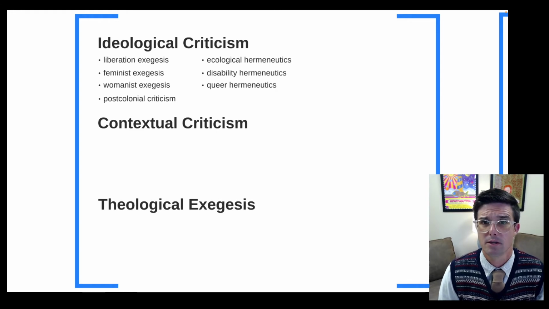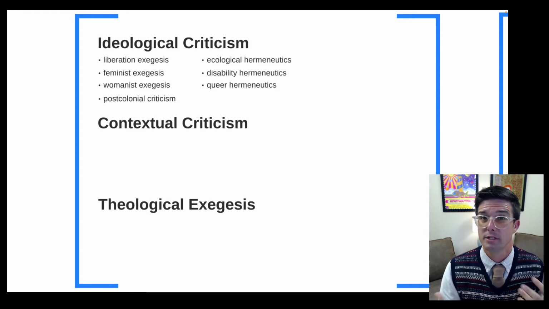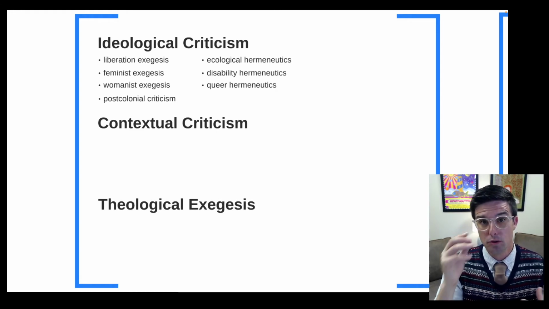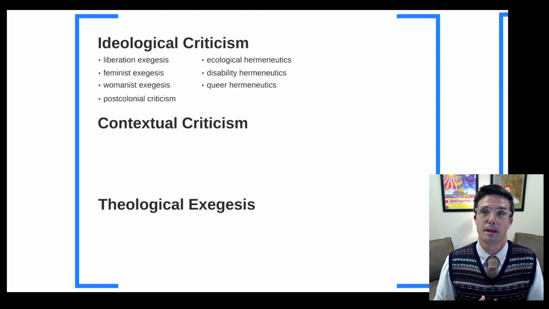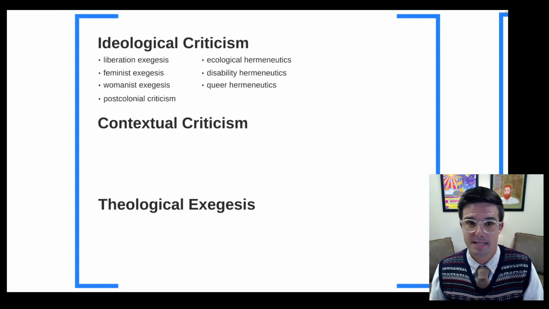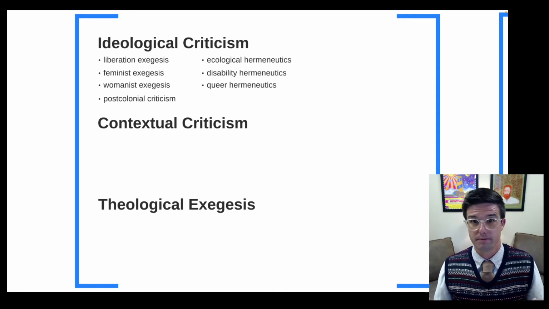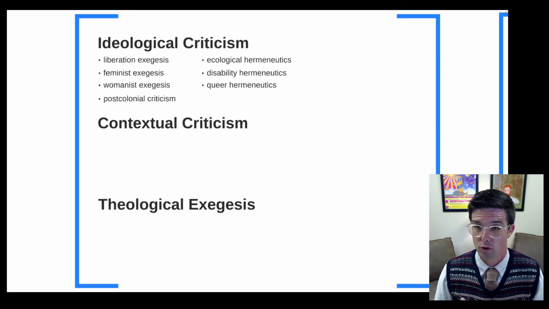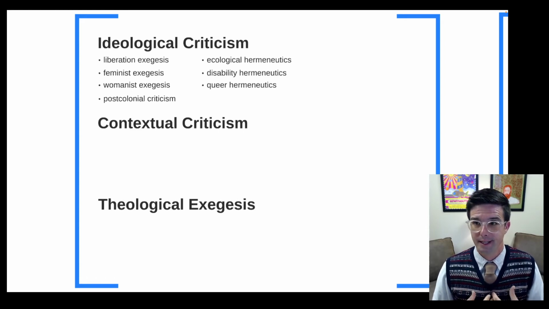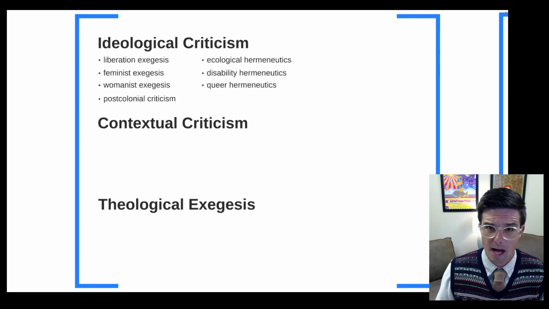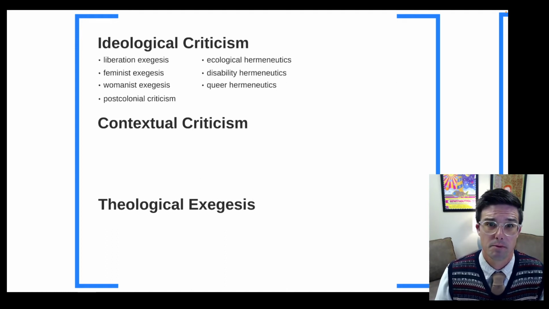Post-colonial criticism is going to think about how the Bible does and does not relate to colonization in the past and in the present. Ecological hermeneutics is very much going to be concerned with creation care, thinking about things like the climate crisis in conversation with the biblical text.